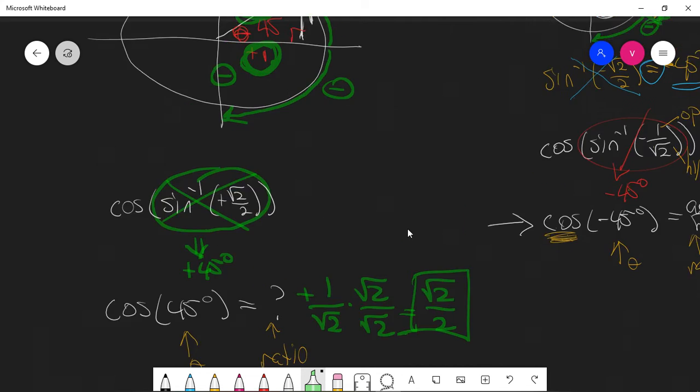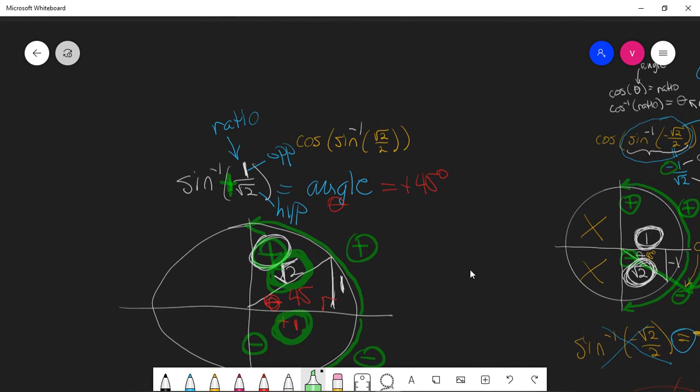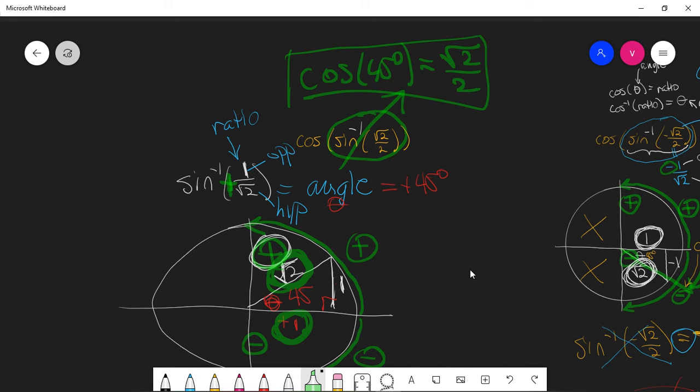We just simplified the input right here. We simplified this input. We got an answer of 45 degrees. So now it becomes the cosine of 45 degrees. What is the answer to that? Root 2 over 2. Okay, that's the answer.